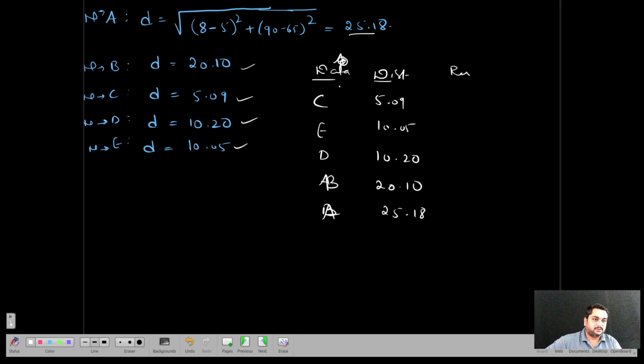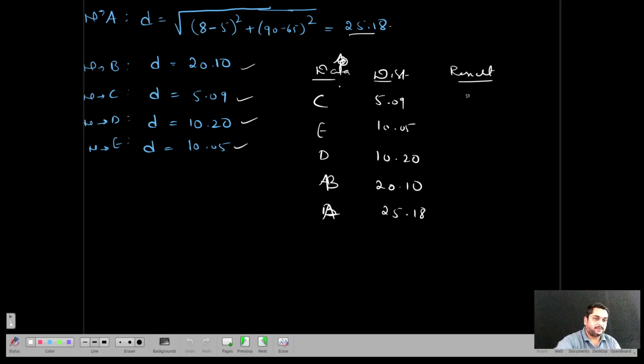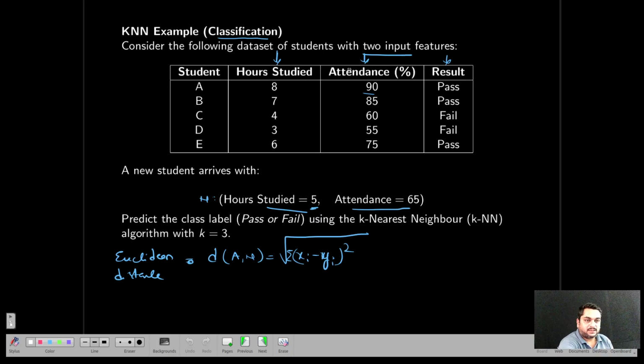And what is the result from the table? They are given here. C fail, D fail. You write in the same order. So this is fail, this is pass, fail, pass, and pass. Now you arrange in the order of minimum distances.